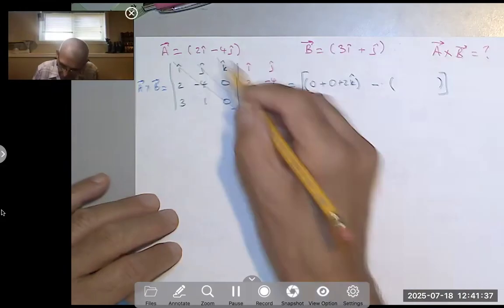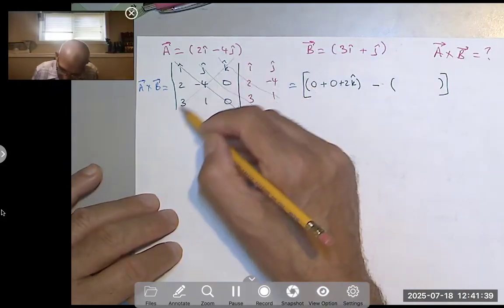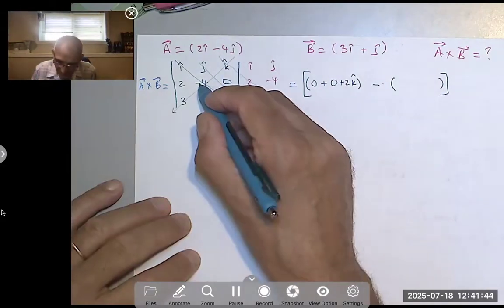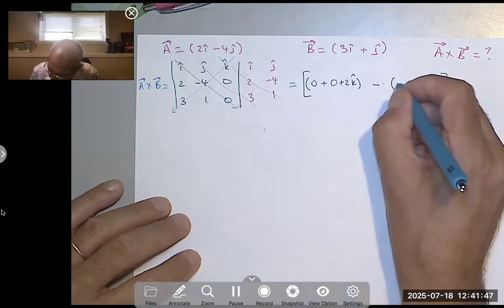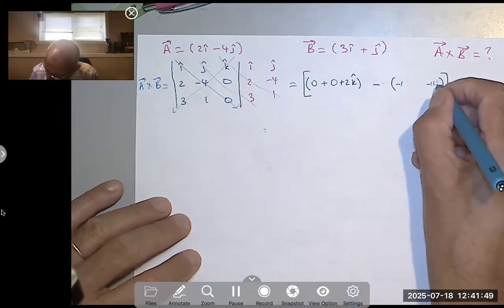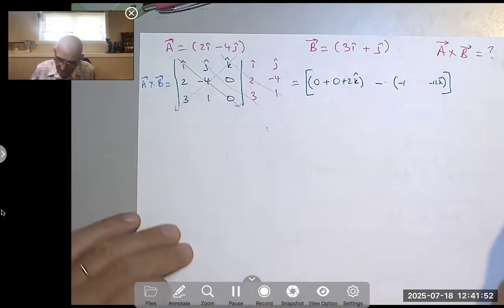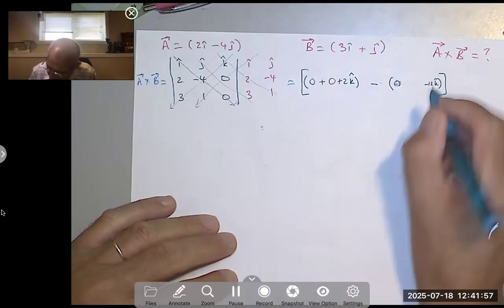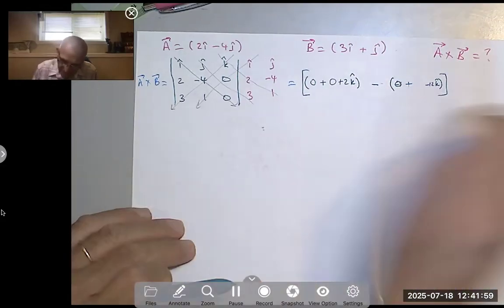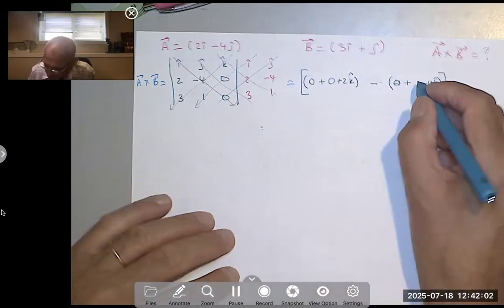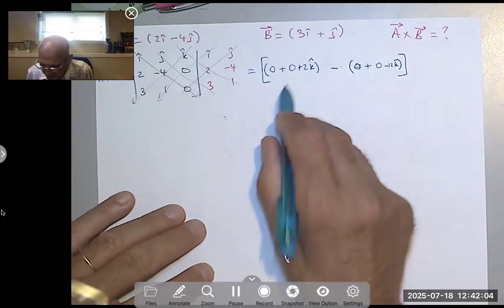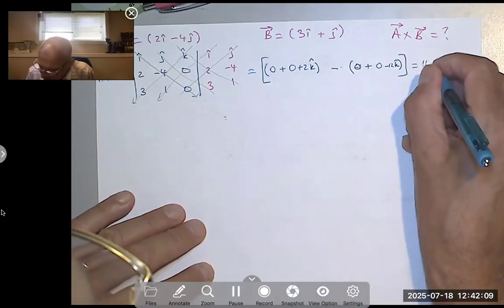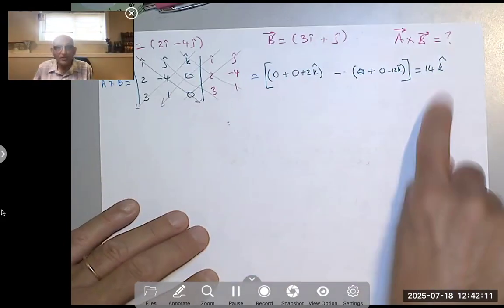And then I'm going to start with the other diagonal. k times negative 4 times 3 is negative 12k. So let's write negative 12k at the end, since we write the i and the j. i times 0 times anything is 0. And j times 2 times 0 is also 0. So at the end of the day, I get 2k minus negative 12k, which equals 14k.